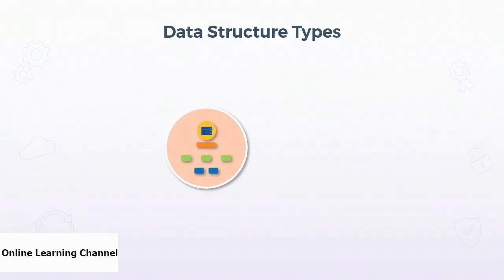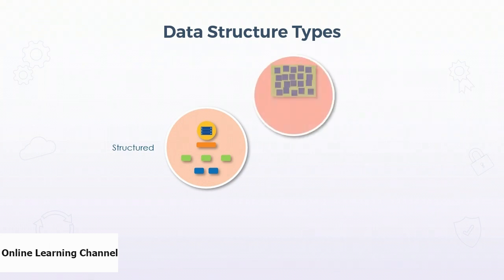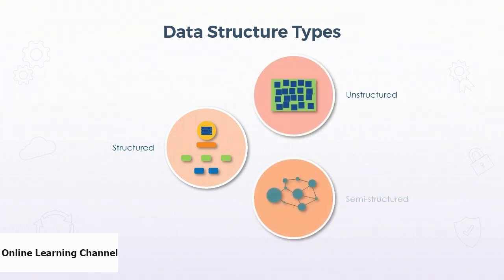Earlier in this course, we talked about different types of data structures. Specifically, we mentioned the three main types: structured data, unstructured data, and semi-structured data. Now, each type of data structure serves a very specific purpose and has its own pros and cons. So let's take a bit of time here and discuss each of those structures.